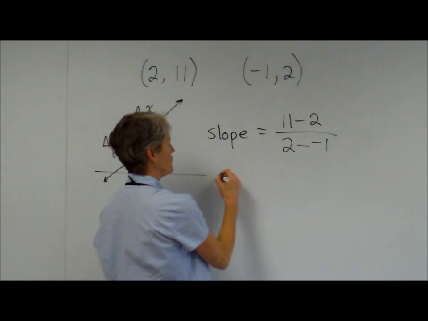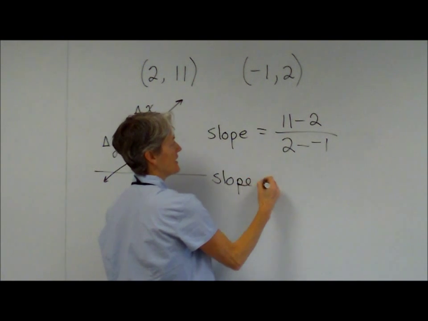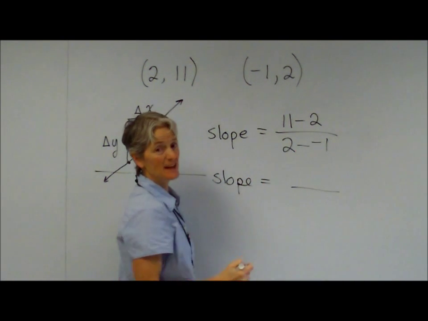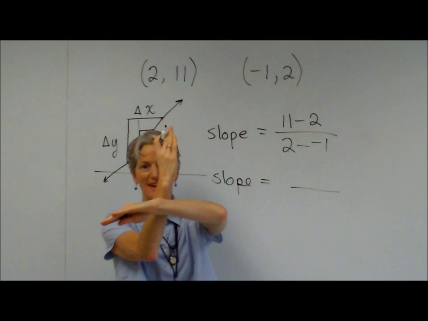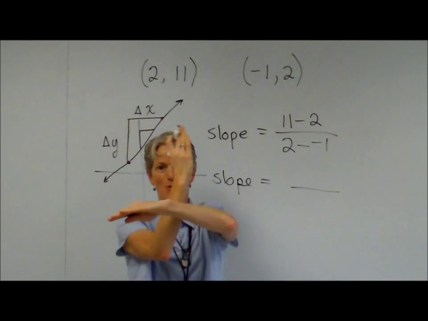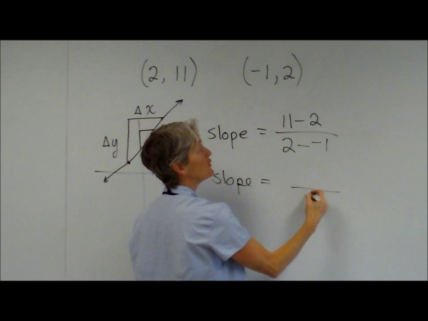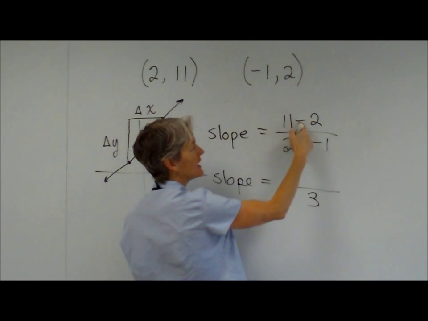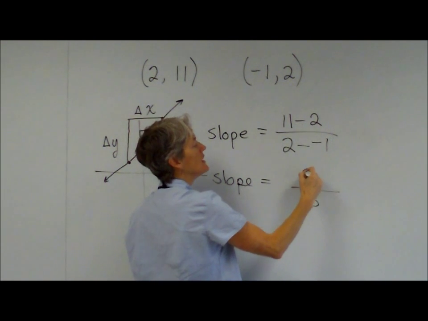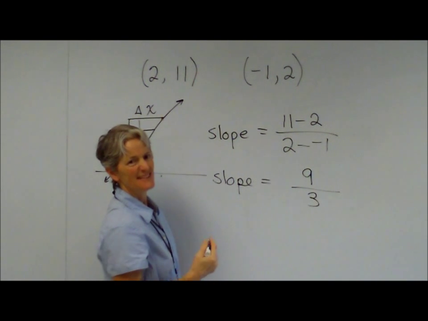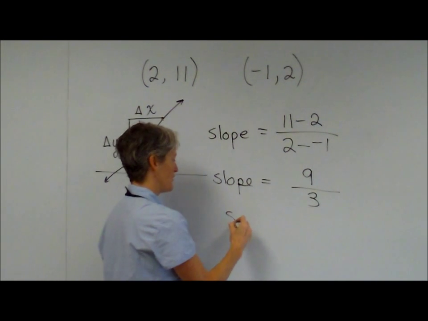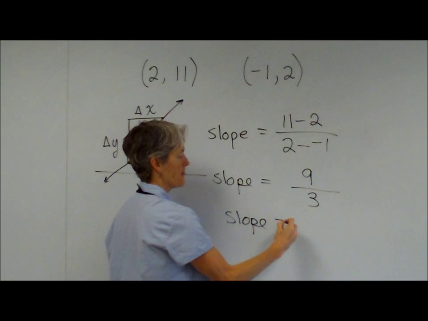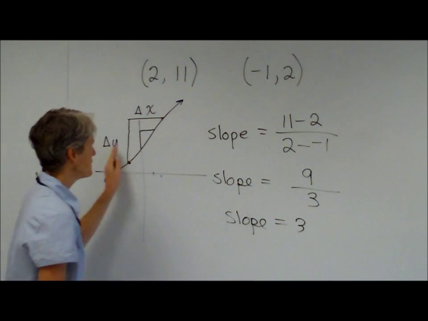Okay. So we can handle a double negative there. You're taking away a negative, so really you're just adding. So that's going to be 2 plus 1, or 3. 11 minus 2 is 9. 9 over 3, also known as 3. Beautiful. Okay. So my slope is 3.